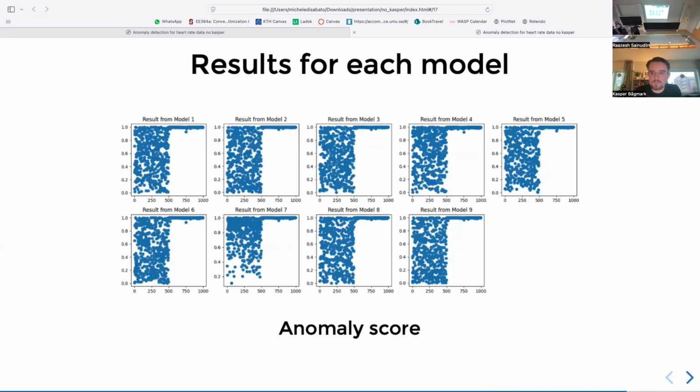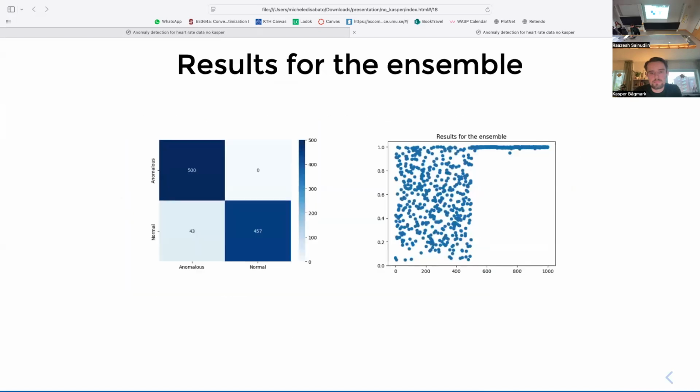And then the results of all these models are aggregated by simply averaging over all these anomaly scores. And this is the result of the entire ensemble. On the right, you see the anomaly probabilities ensembled using the results of all the 9 models, and similar comments could be made for the performance of this ensemble.